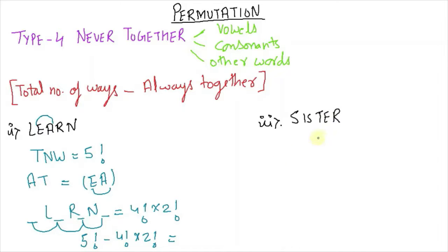Now let's consider another example, with repeated letters, and the example is sister. The total number of ways to arrange these letters is 1, 2, 3, 4, 5, 6, 6 factorial. As S is repeated here twice, we will divide it by 2 factorial.